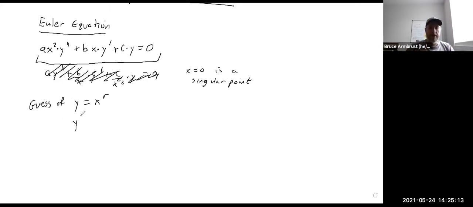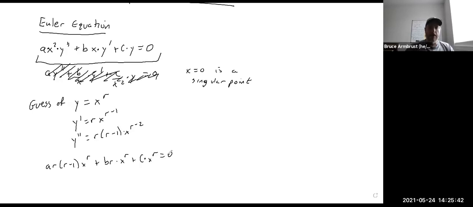So if we do that, let's just see what happens here. The derivative, of course, is going to be r times x to the r minus 1. And the second derivative is going to be r times r minus 1 times x to the r minus 2. So if we put that back in here, we're going to get a r times r minus 1 x to the r plus b r times x to the r plus c times x to the r equals 0. We can factor out the x to the r. And we get a r squared minus a r plus b r plus c as our factor.